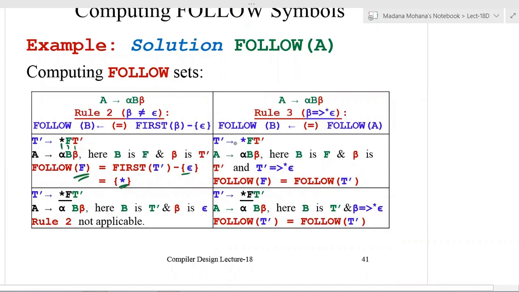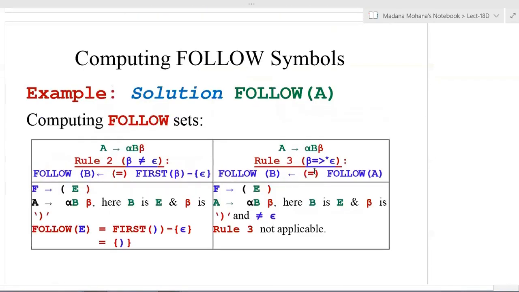Then you can apply rule 3, T dash derives star F T dash. So here beta means T dash derives null. Therefore, follow of F is in follow of T dash. Therefore, follow of F equals follow of T dash. Then if you change alpha, beta values, star F is alpha, B is T dash, beta is null. Then follow of T dash equals follow of T dash. Here also no change, because we are getting the same follow value.